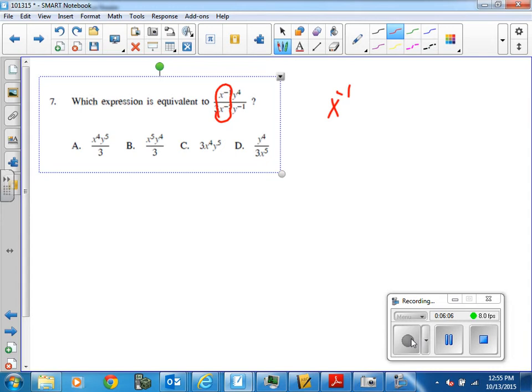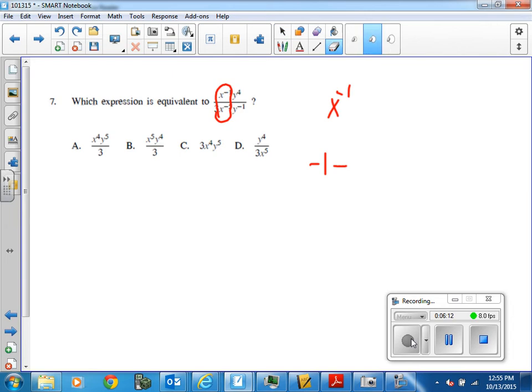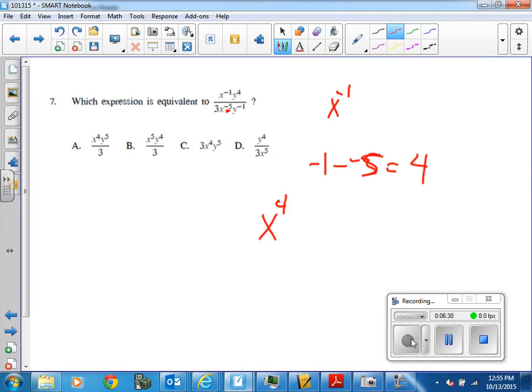Remember, when you have the same base, you subtract the exponent. So it's really negative 1 minus, right? Because negative 1 is on the top, negative 5 is on the bottom, so it's really negative 1 minus a negative 5, which is going to equal a positive 4, I believe, right? So on top, we're going to have x to the 4th. So I dealt with the x's and combined those, and that gave me x to the 4th.